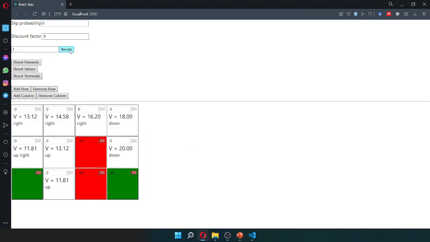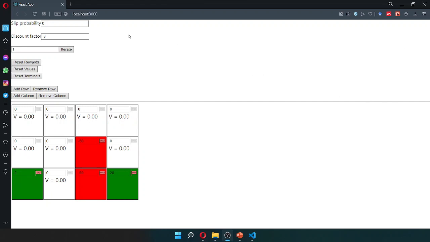So if we do our next iteration, nothing happened. Click again, nothing happened. I'm just clicking, clicking, clicking. Nothing happened. This tells us that we have reached convergence because the values have not changed. So yeah, that's just how simple it is. Propagating backwards.